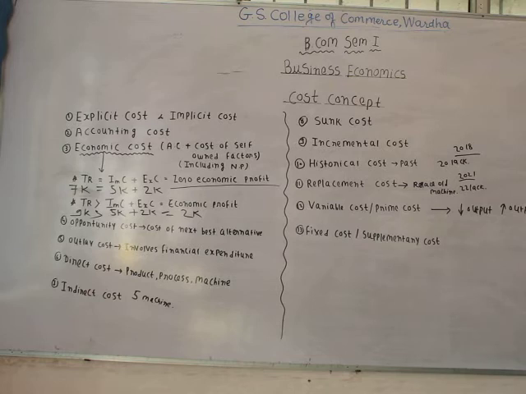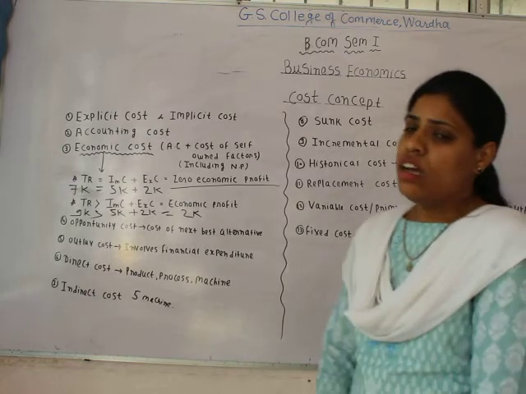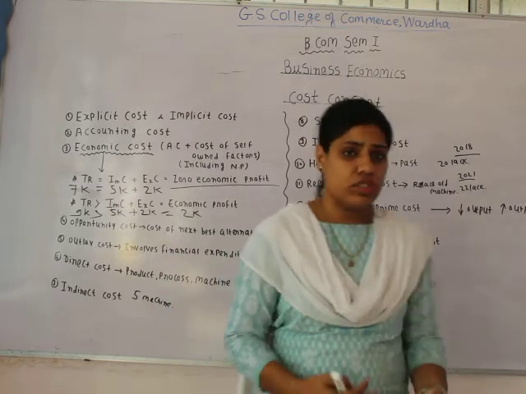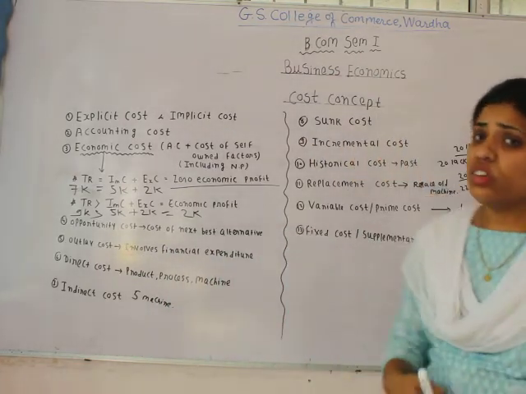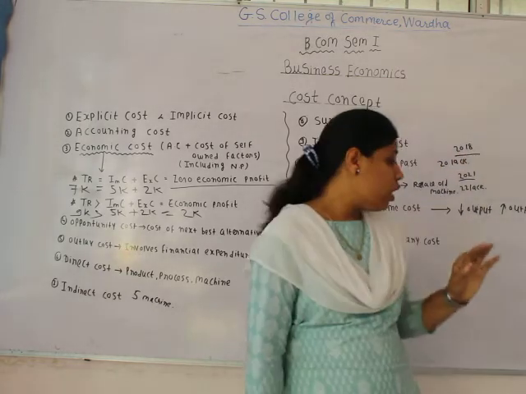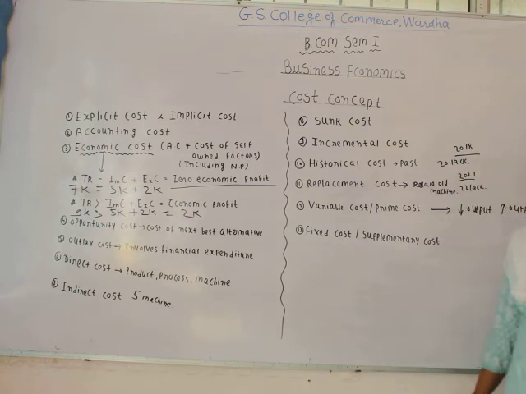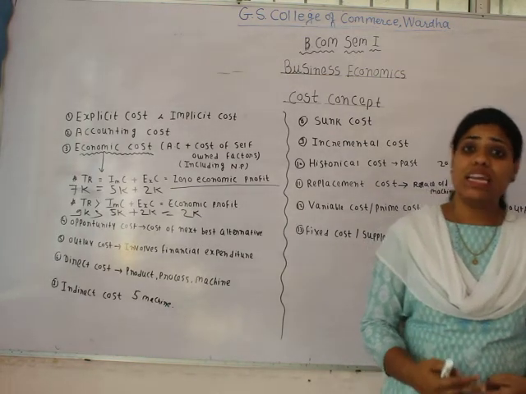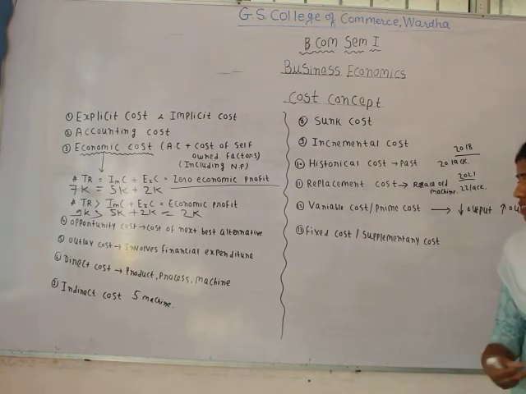Variable cost is the cost which increases with the units of production or decreases with the units of production. So it's a function of output, because when the output increases, variable cost also increases, and when the output declines, variable cost also declines. Why does variable cost increase when the output increases? Because when the output increases, more raw material is required, more labor is required. So due to all these reasons, variable cost increases with the output.